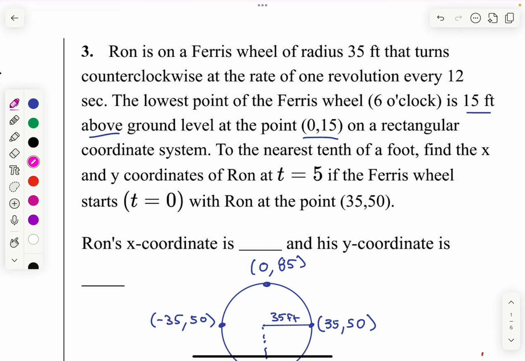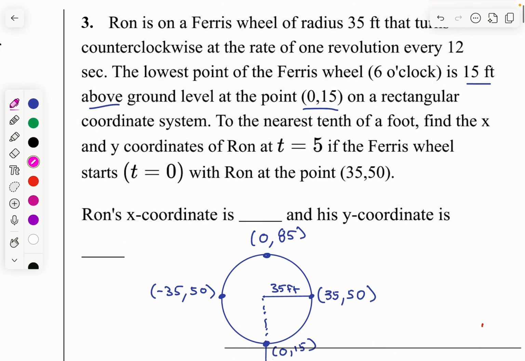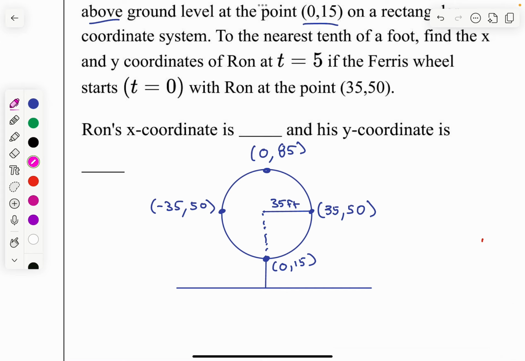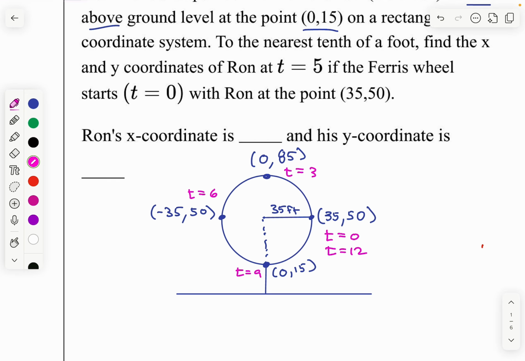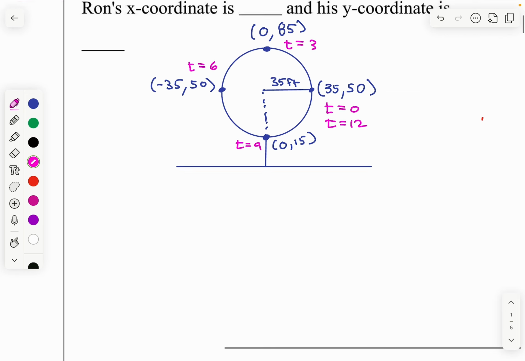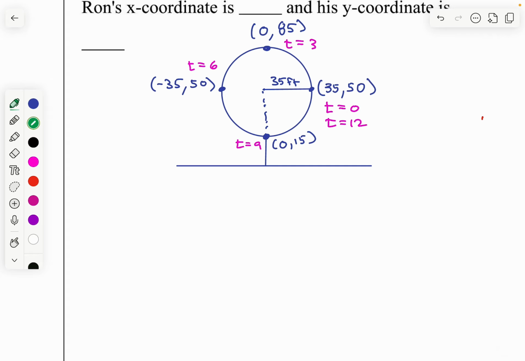He's doing a revolution, 1 revolution every 12 seconds, and it looks like he's starting here. So if this is t equals 0, this must be at t equals 3, this is at t equals 6, this is at t equals 9, and then we're back here at time 12. And so in order to answer this question about his coordinates, we need to model his x and y coordinates separately as functions of time.